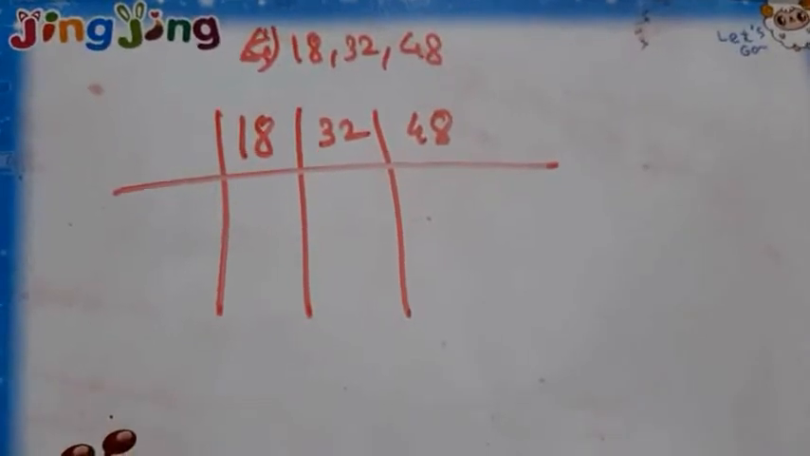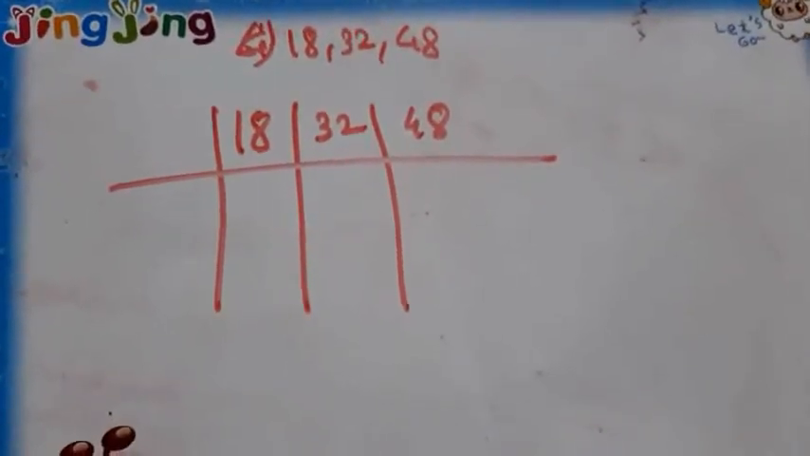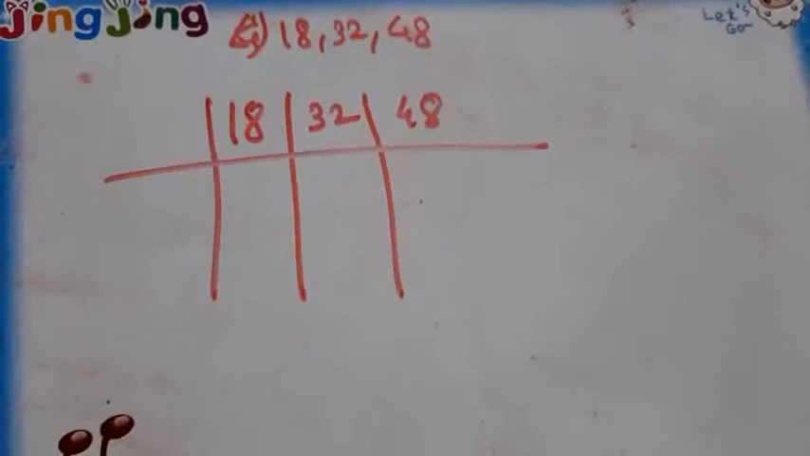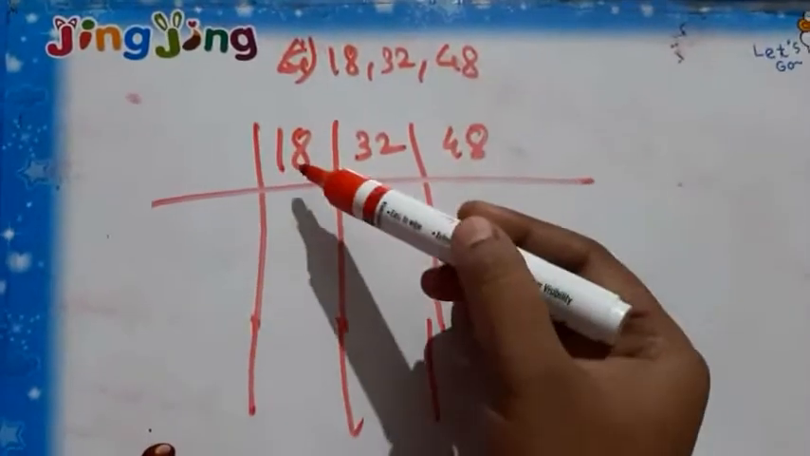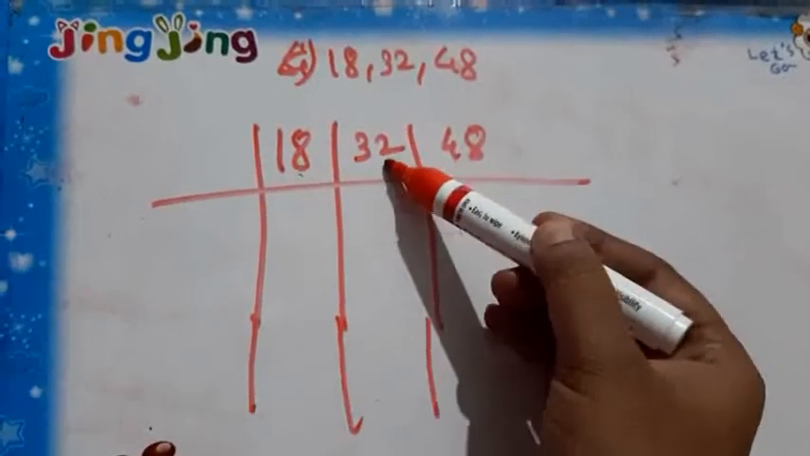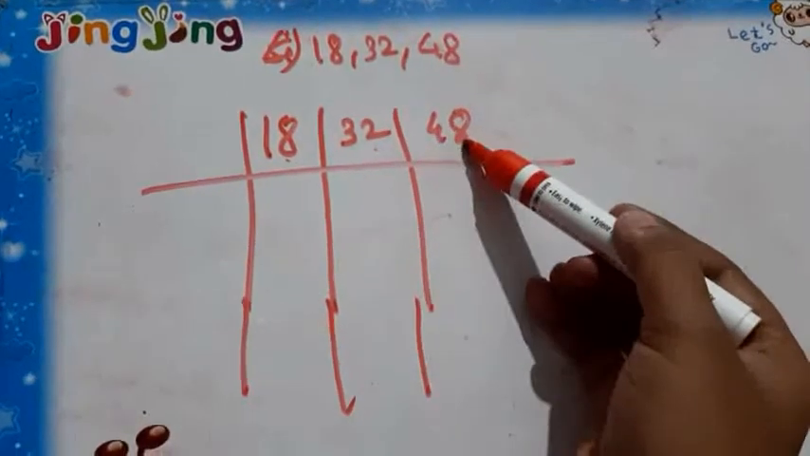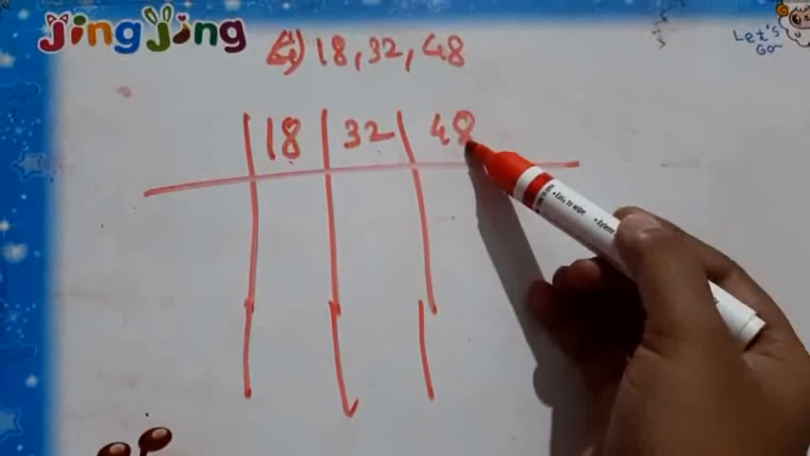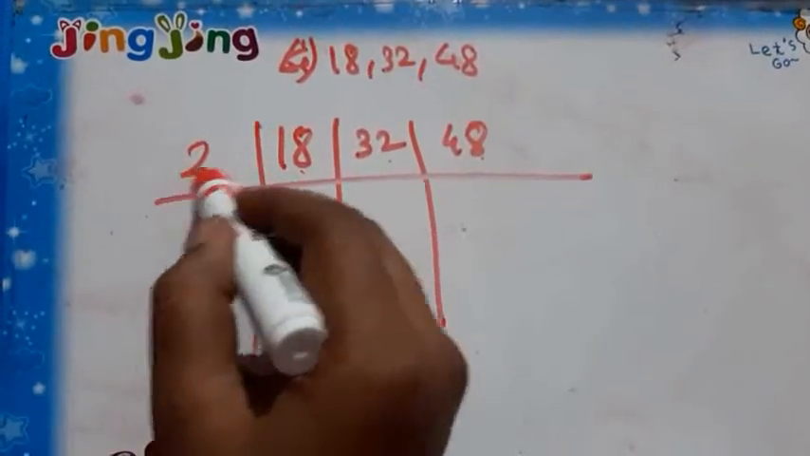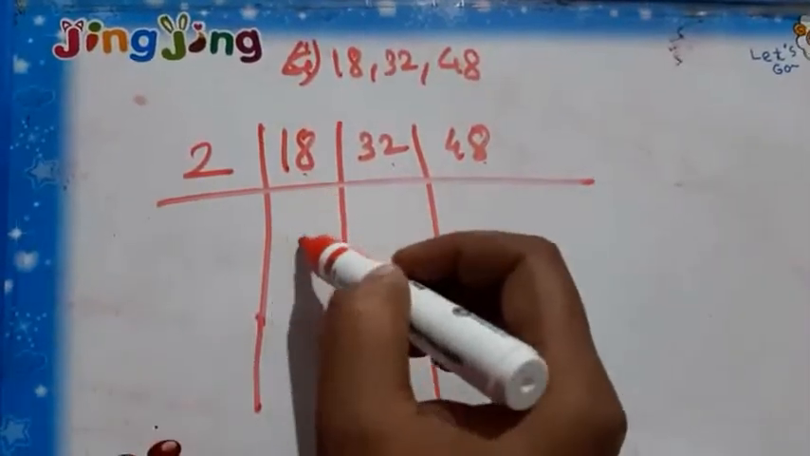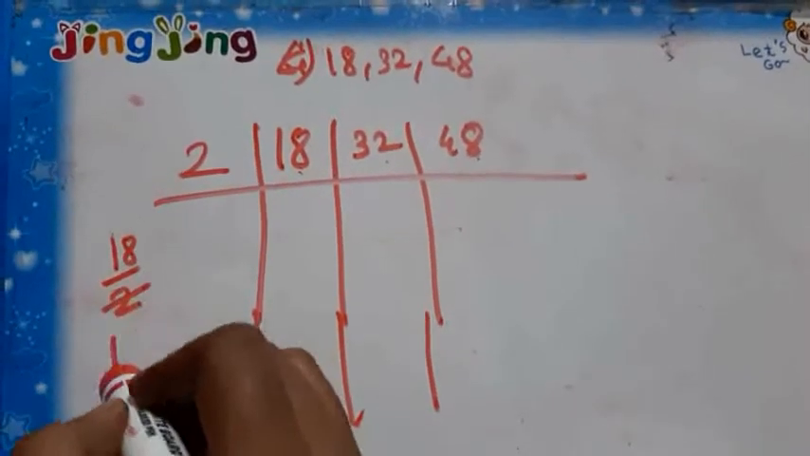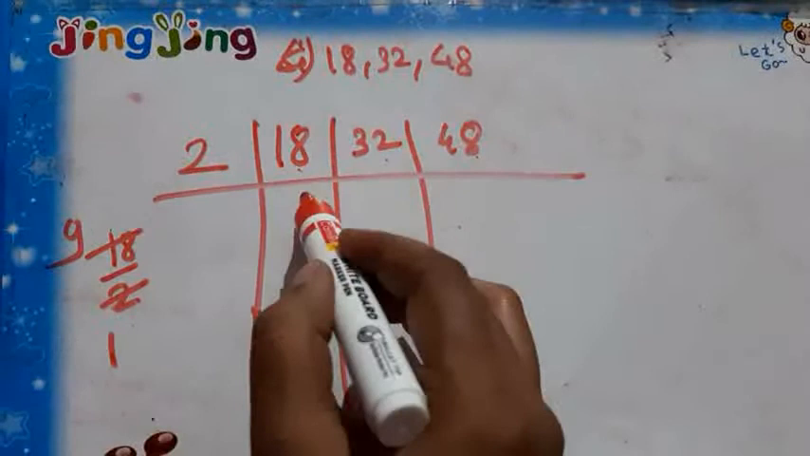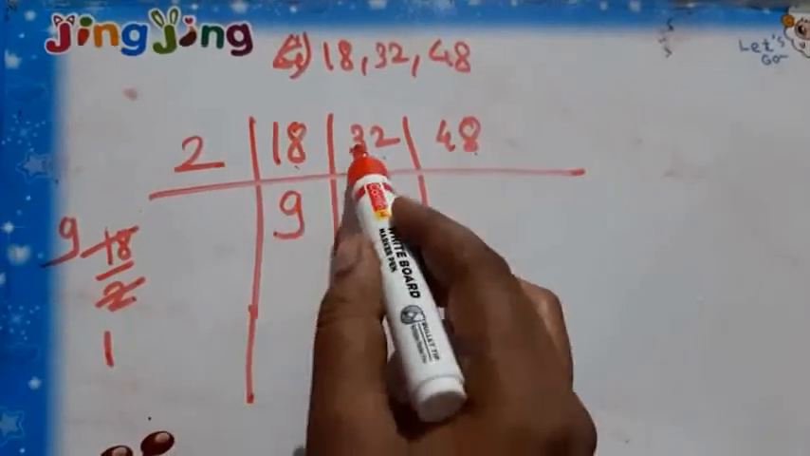Next example is 18, 32 and 48. Write simultaneously. It is divisible by 2. This is also divisible by 2 and this is also divisible by 2. So take here 2 as a common factor. Here what should be written? 18 divided by 2. 2 ones are 2, 2 nines are 18. So 9 is here.